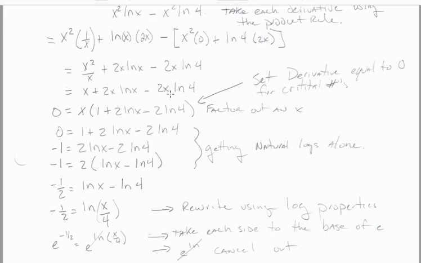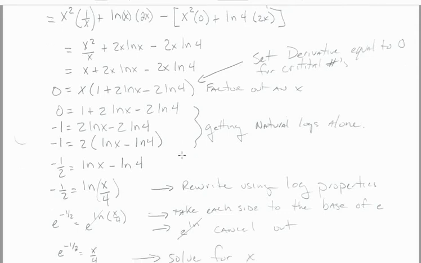The first thing I would do is factor out an x. That's going to make it easier for you to solve. Factor out an x and then divide both sides by x. Well, 0 divided by x is 0. So that x that we factored out gets to go away, or you can say that it's equal to 0 if you want to do it that way as well. But we can divide it out. So we're really left with 1 plus 2 natural log of x minus 2 natural log of 4 that we have to solve.